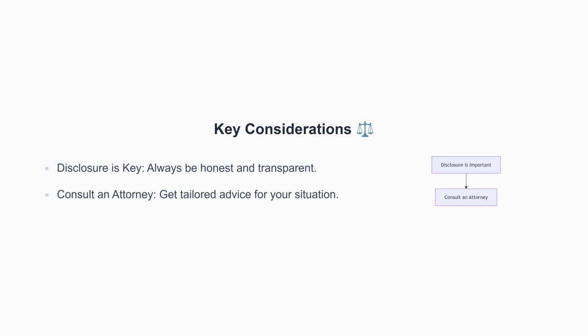Here are a couple of key considerations to keep in mind. First, disclosure is absolutely crucial. Be honest and transparent in your application for naturalization, disclosing any past issues or concerns, even if they appear to be minor or resolved. Next, consult an immigration attorney if you have any doubts or concerns. This professional can review your background thoroughly and provide tailored advice based on your specific situation.